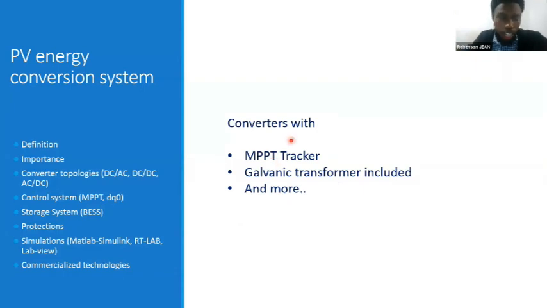And there are some commercialized technologies that we can use. Some of them are available with an included MPPT tracker and others without an MPPT tracker. Some of them come with a galvanic transformer, and some of them can give you a wider range of coupling voltage, and some of them can give you a specific range of coupling voltage. So it depends.